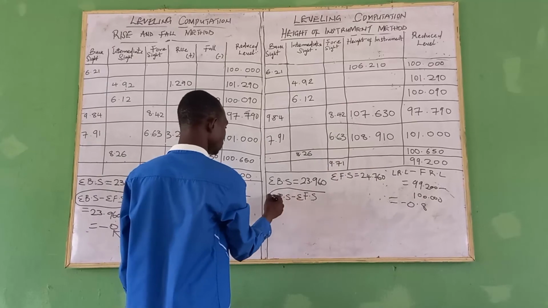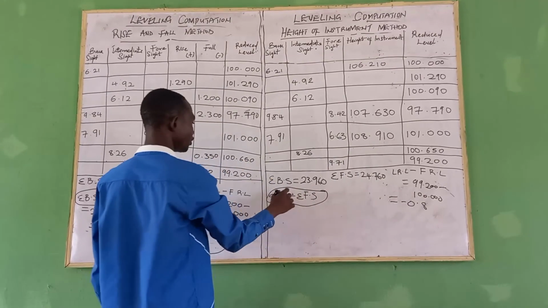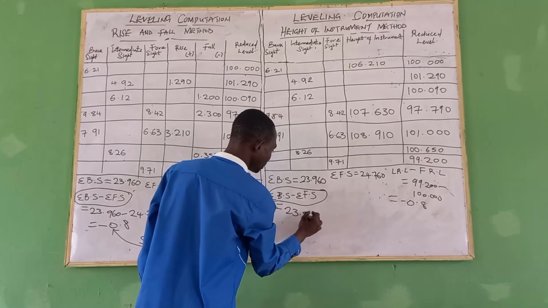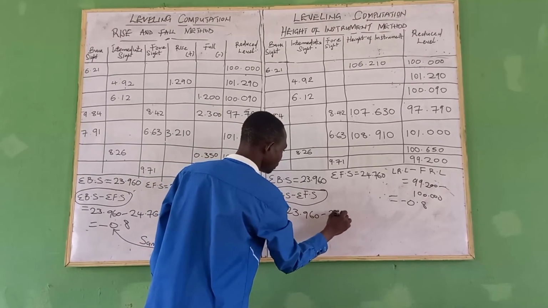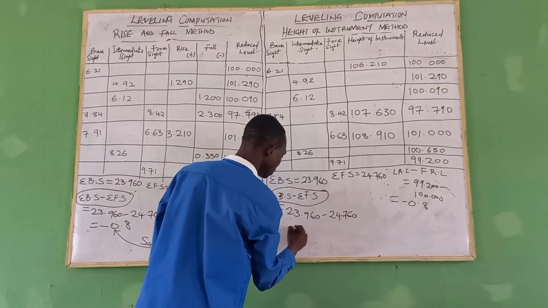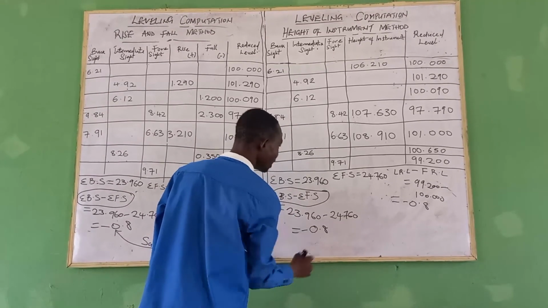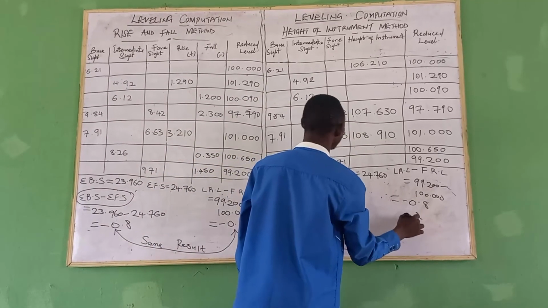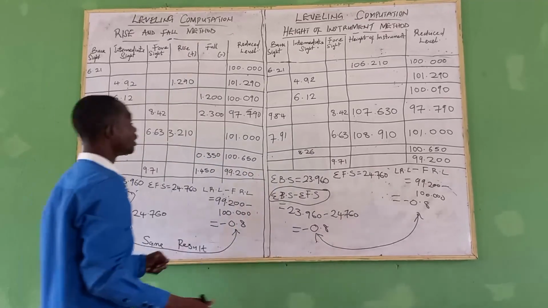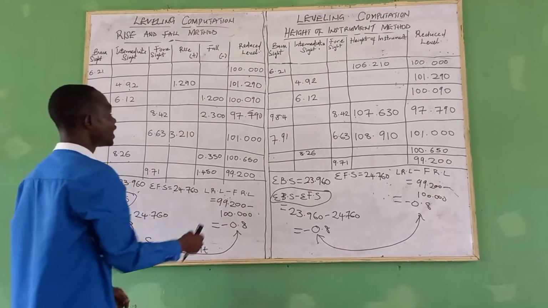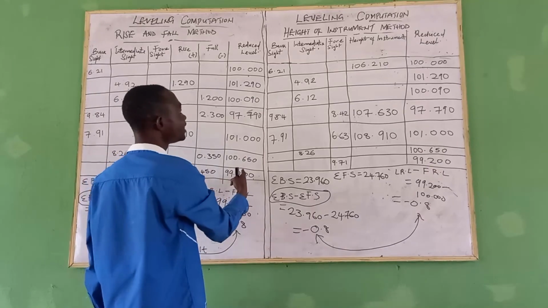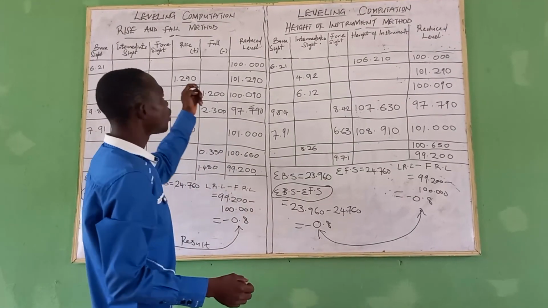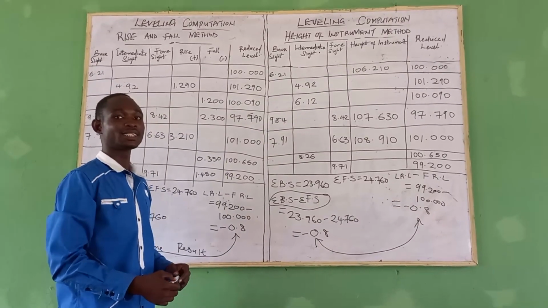Now, this formula says summation of all back sides minus summation of all fore sides, that is 23.960 minus 24.760, which is equal to minus 0.8. Now, you can see exactly the same thing we obtained when using the height of instrument and the rise and fall method. You can see on our reduced level we obtained the same value. It shows the computation was well computed. Thank you.